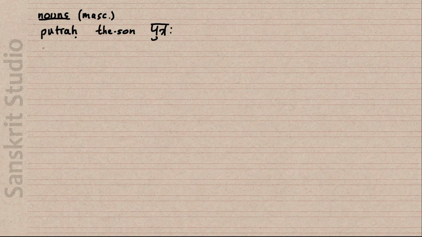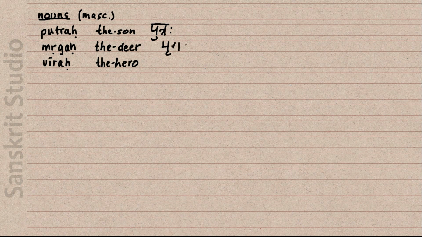And then we have an animal called mṛgaḥ, which is the deer. Hunter is a movie that comes to mind here. And then we have vīraḥ, with the long E sound, which means the hero. And let's fill in the Devanagari here also. Vīraḥ, like that, and mṛgaḥ.